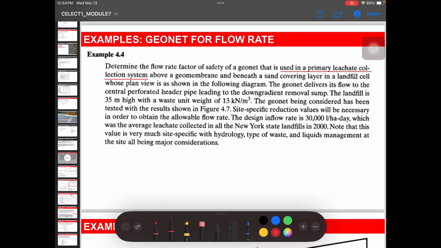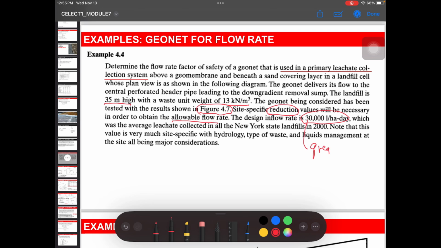Okay, saglit. Okay, so ito yung height ng landfill, unit weight ng mga basura. So the geonet being considered has been tested and the results are shown. So similar siya dun sa figure 4.7. Site-specific reduction values will be necessary in order to obtain the allowable flow rate. So reduction factors, yung sa table kanina. The design in flow rate is 30,000 liters per hectare per day. So this will be your, ito yung flow rate na required.